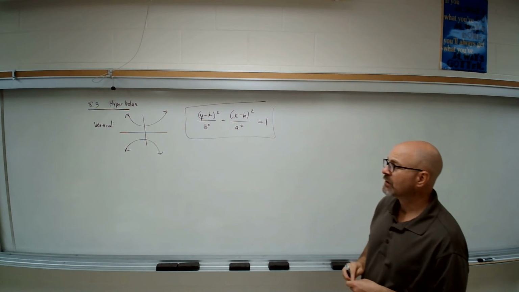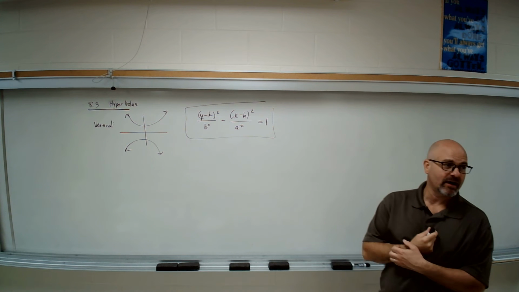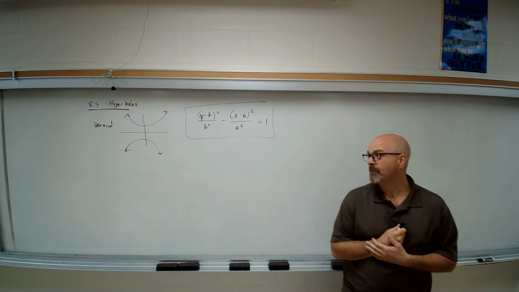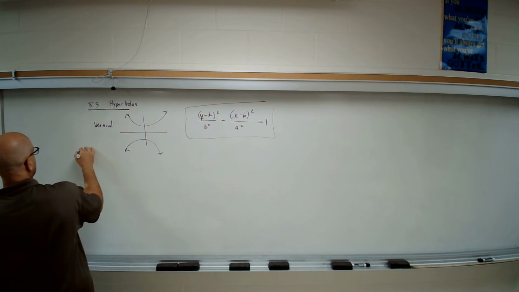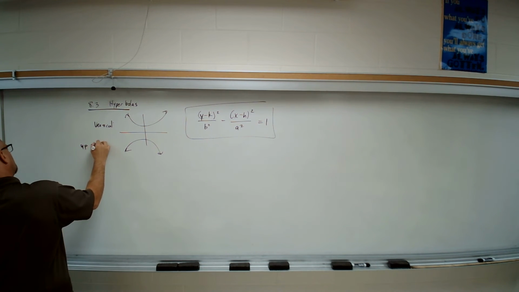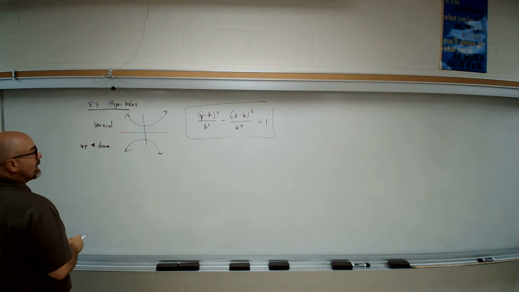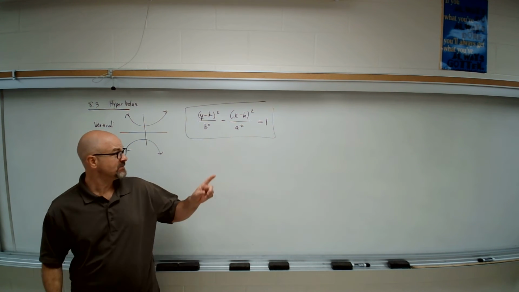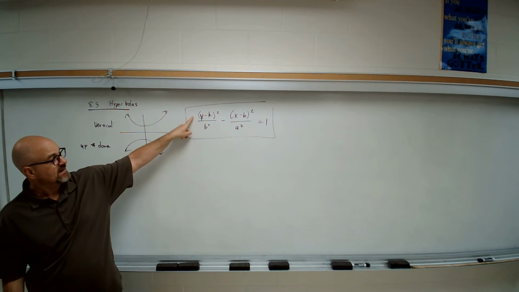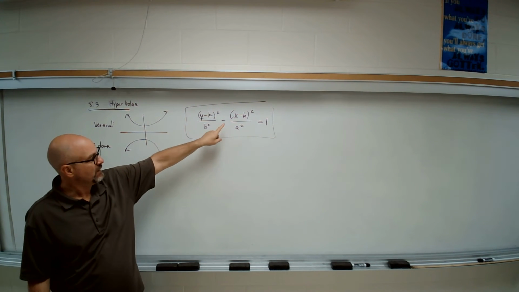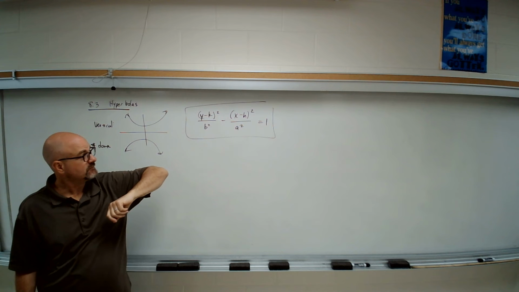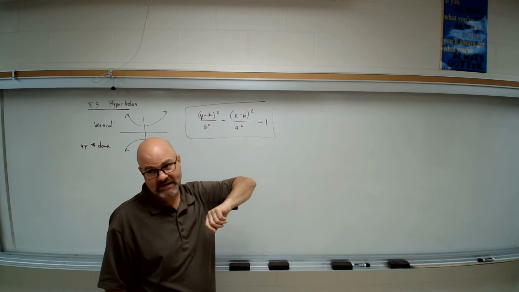Okay, the other way that we're going to see hyperbolas is they're going to have their two branches be vertical, one up and one down. So now, as we look at that, the equation's going to look the same. The difference being is now the y minus k squared over b squared is positive, and we're subtracting the x minus h squared over a squared.